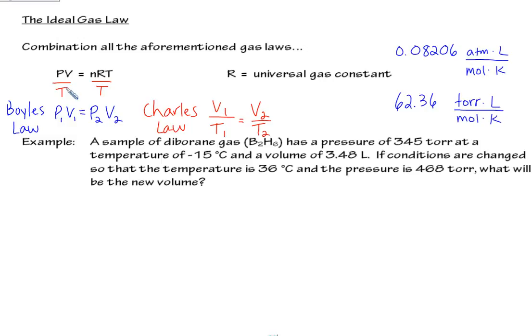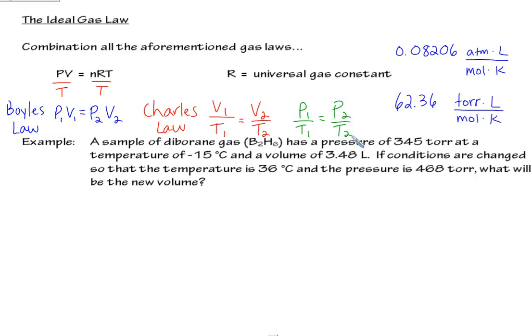The other one that's hiding in there is the relationship between pressure and temperature: P1 over T1 equals P2 over T2. That's also hiding in pervnert.